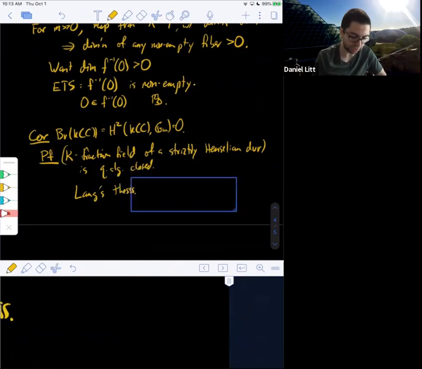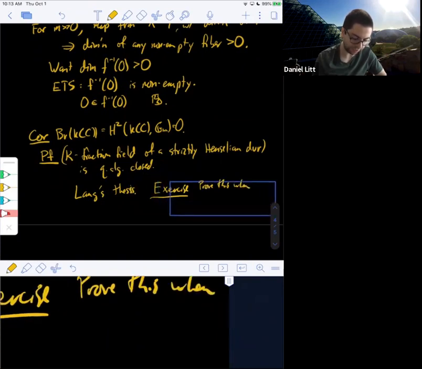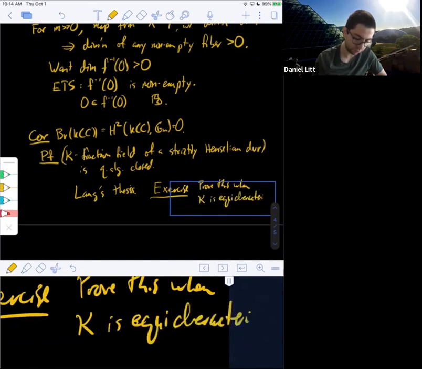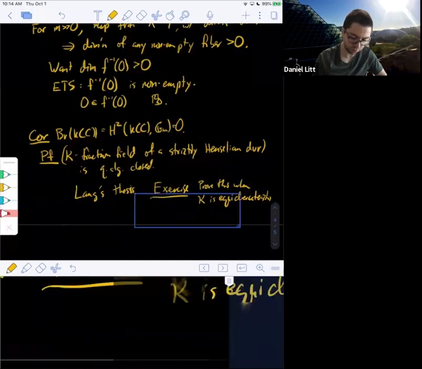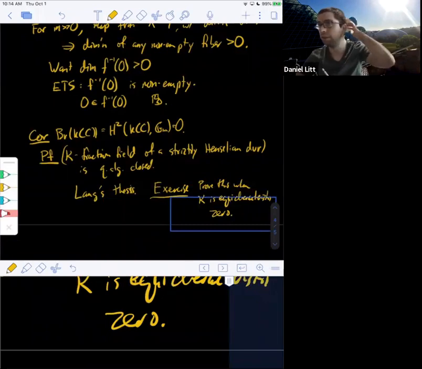Okay, and a good exercise is to try to prove this when K is of characteristic 0. That's not so hard and is similar, and the idea is fairly similar to what we just did.